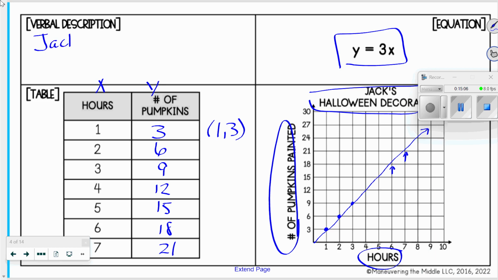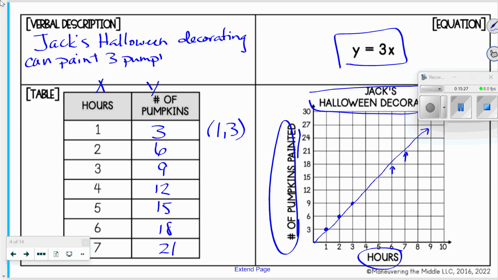So Jack's Halloween decorating, and actually this color is painted, can paint 3 pumpkins every hour. You could have said that in any number of ways. You see that 3 pumpkins.